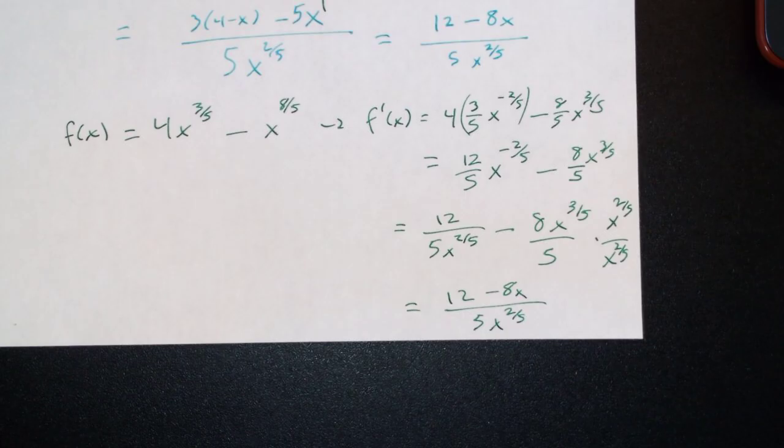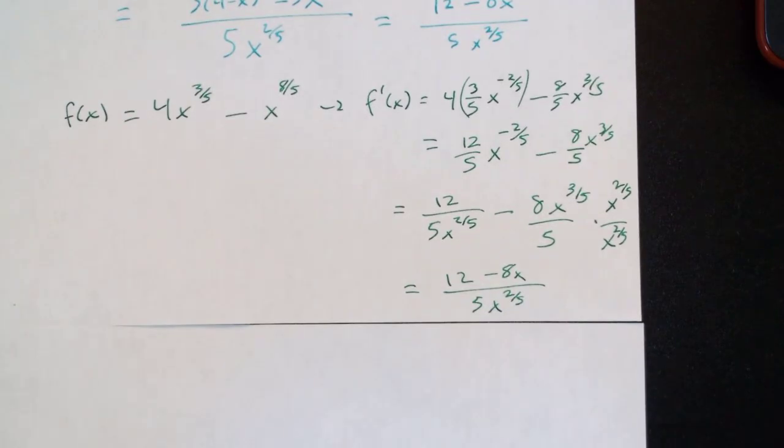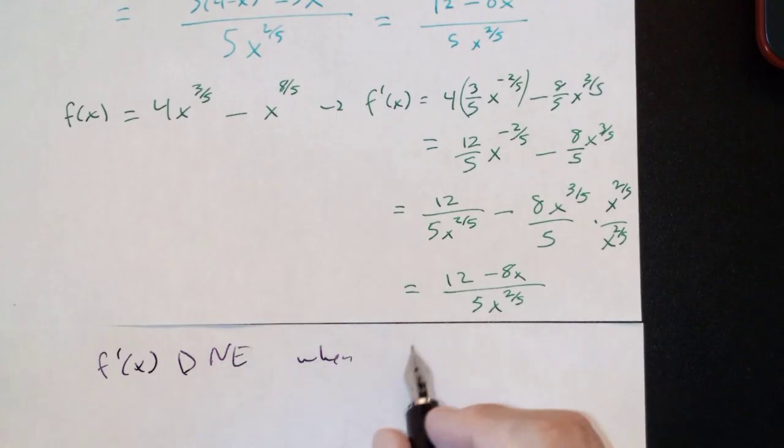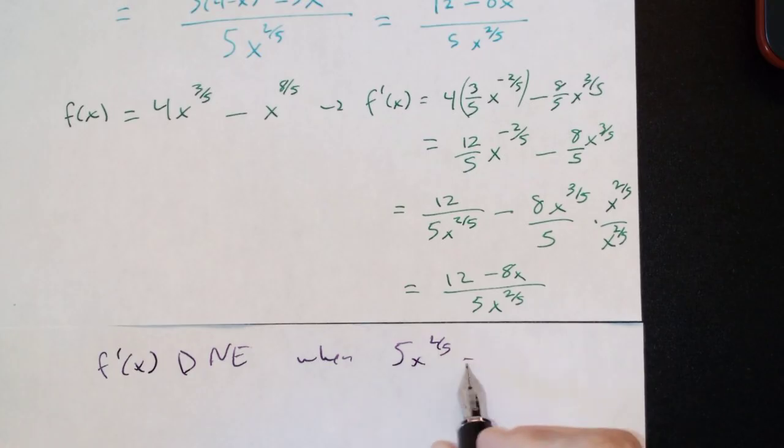Remember, I want to find the derivative to do what with it? I already did my derivative. I don't need a power rule again. I need to know where this is 0 or where this doesn't exist. This is a fraction. Where does a fraction not exist? The bottom is 0. F prime of x does not exist when the bottom is 0.